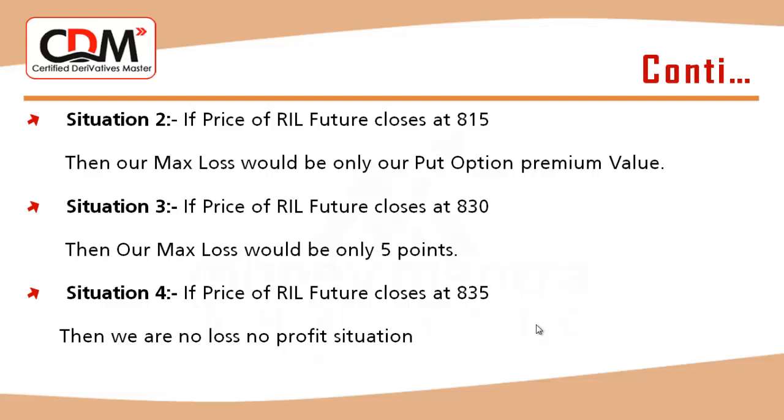Now if the Reliance future closes at 835, we would be at a no profit, no loss situation. So if Reliance starts moving above 835, only then will we start getting into profit. But even if Reliance does not move over 835 and just keeps going down and down, suppose to the level of 750, 720, 700 or any level, our loss would be a maximum of 10 points in this case.